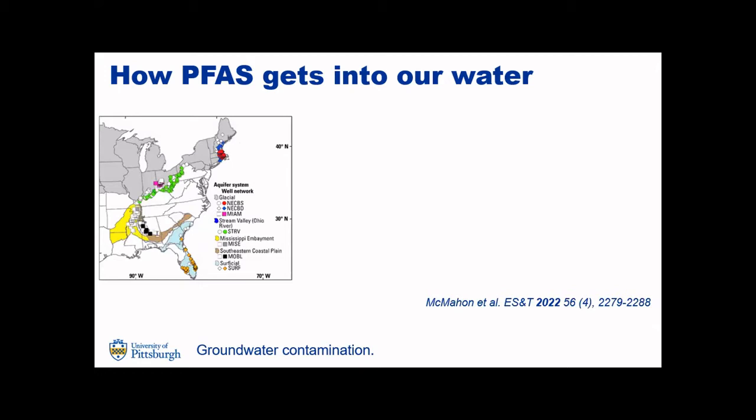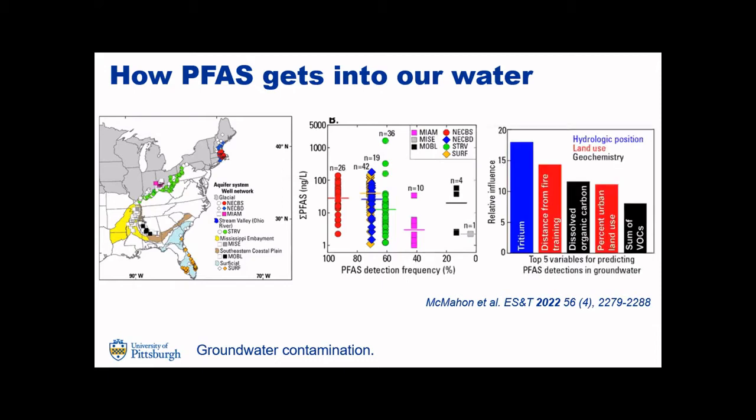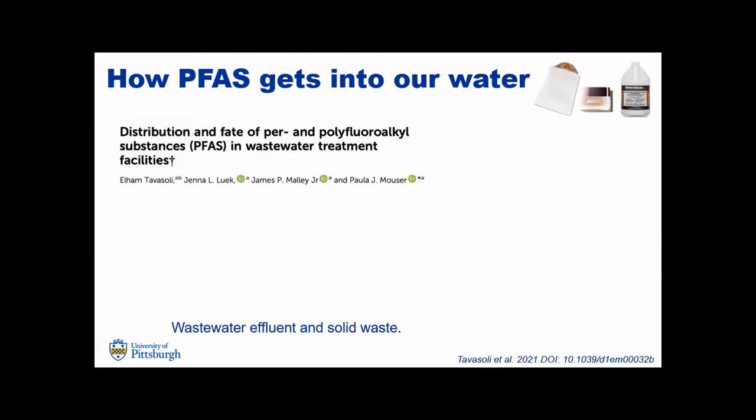So this was a paper that was published this year in ES&T that looked at aquifer system well networks to understand the extent of aquifer contamination by PFAS. And they found levels of total PFAS in excess of 100 nanograms per liter in many of these aquifers. And they found that it had to do with distance from training grounds, dissolved organic carbon, percentage of urban land use, VOCs, and the highest relative influence was to the tritium level, which is just telling you what the age of the groundwater is basically. So the newer the groundwater, the more frequent the recharge, the tighter the influence of current activities, the higher the levels of PFAS that are found there.